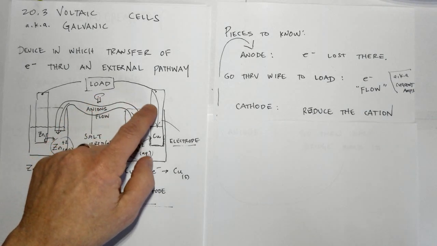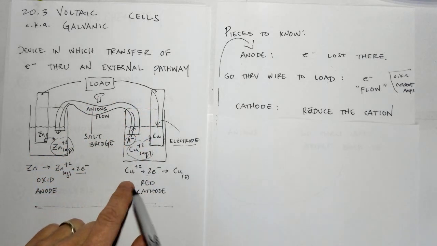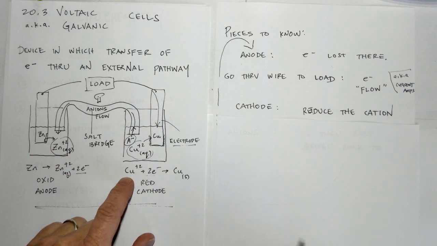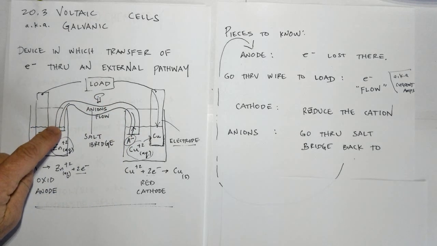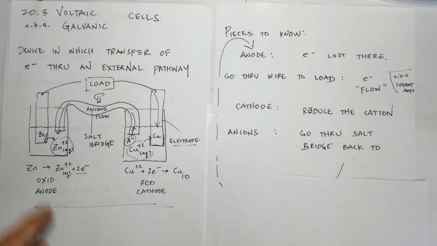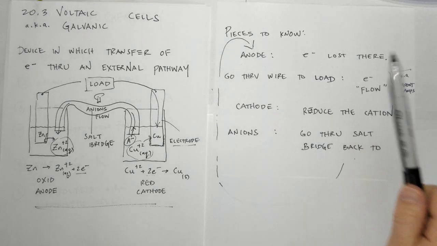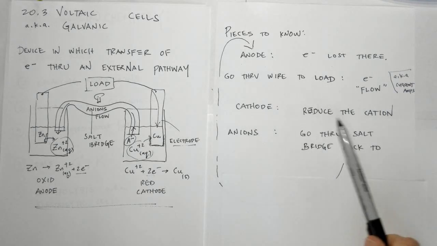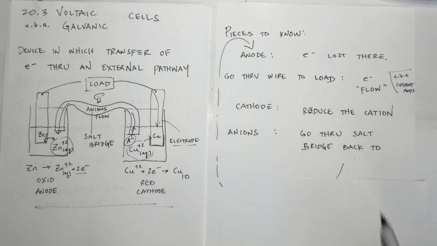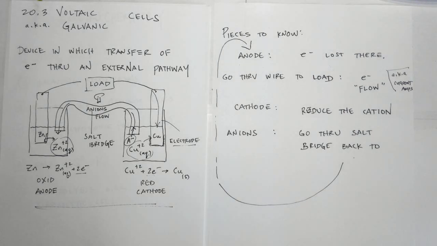The electrons enter the cathode and they reduce the cation that's in there, and the anions flow through the salt bridge back to the anode. And so it starts at the anode, electrons are lost there, they go through the wire to the load, they enter the cathode, they reduce the cation, and the anions go through the salt bridge back to the anode, where it all begins.